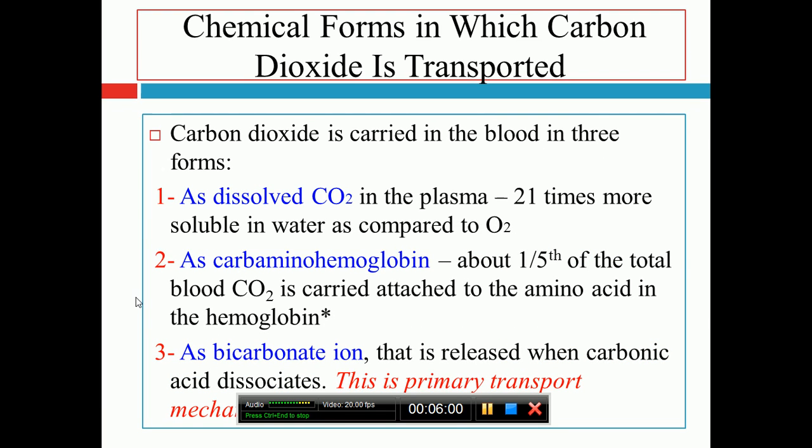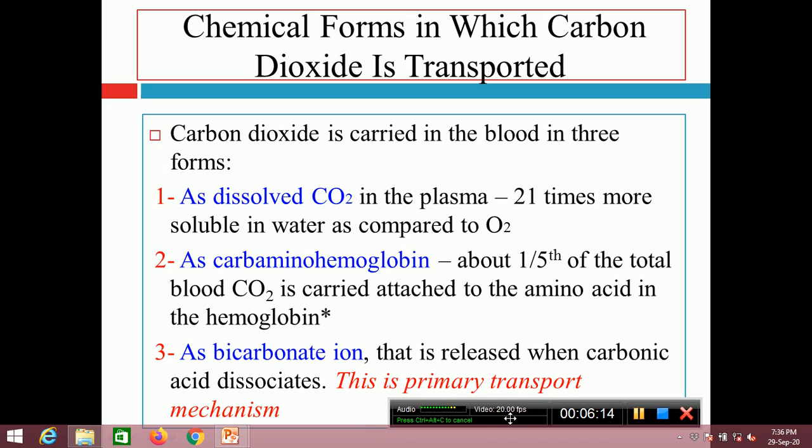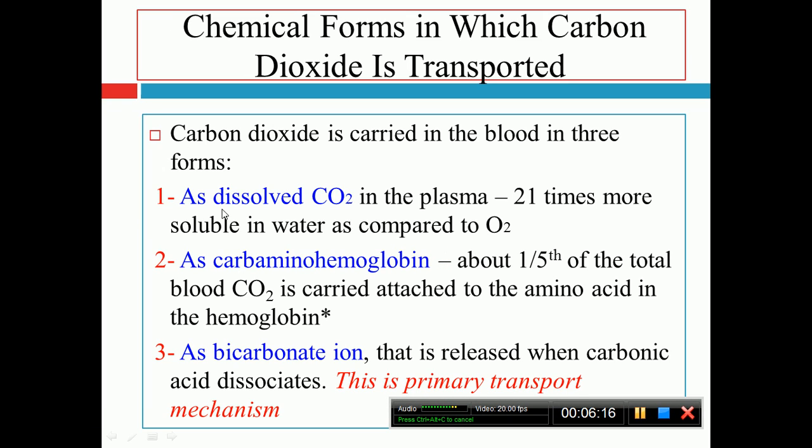There are certain physical forms in which carbon dioxide is transported from tissues to the blood and from blood to the outside of the body. There are 3 states in which carbon dioxide is transported out of the body. One is within the blood. The first is as dissolved carbon dioxide in the plasma; it is 21 times more soluble in water as compared to oxygen. So that is one way by which carbon dioxide is being transported.